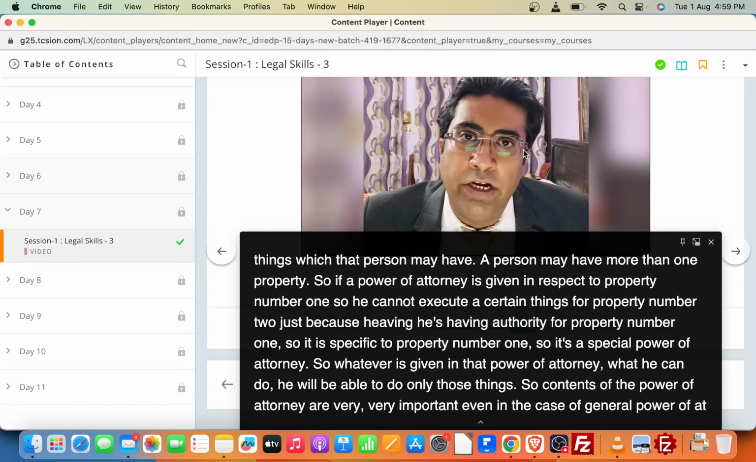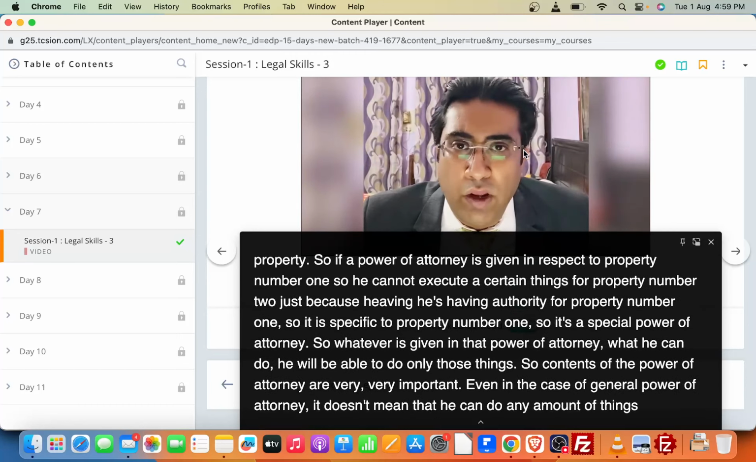Even in the case of a general power of attorney, it doesn't mean that he can do n amount of things. Whatever clauses are given under the power of attorney, only those clauses will define the scope and ambit of the authority that can be exercised by that agent on whom the power of attorney is bestowed.